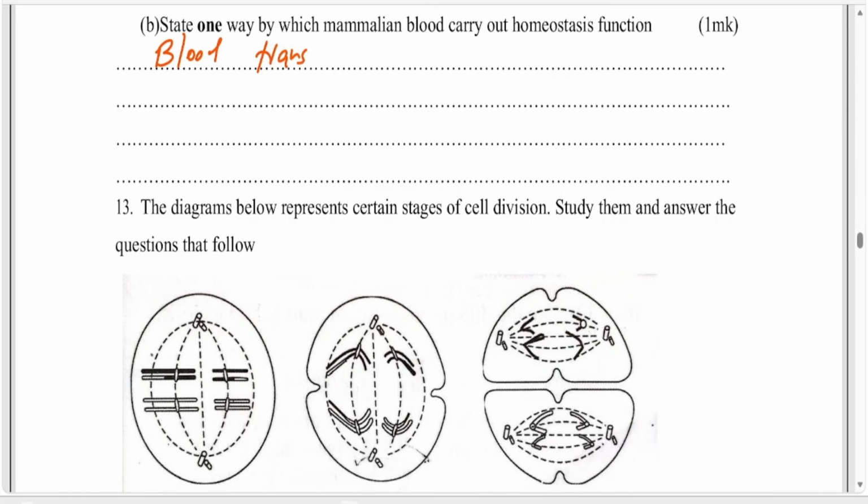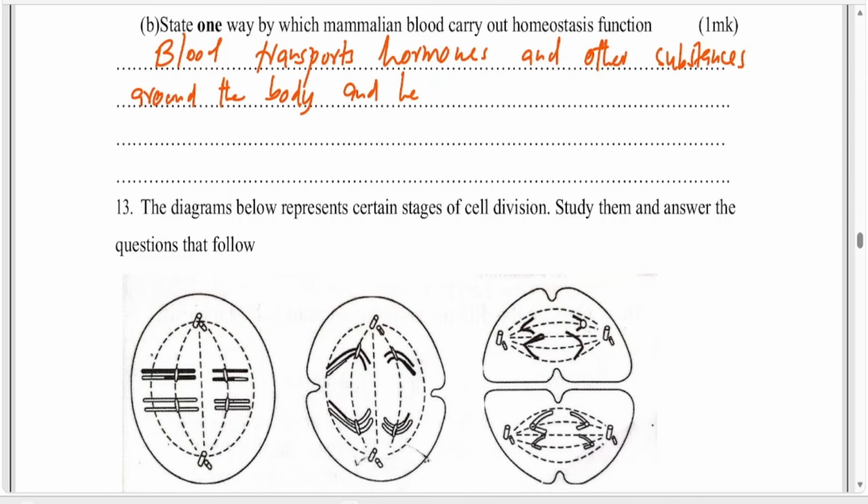So we can say blood transports hormones and other substances around the body, and helps to regulate processes and maintain a constant internal environment.